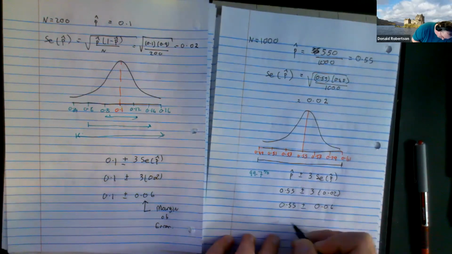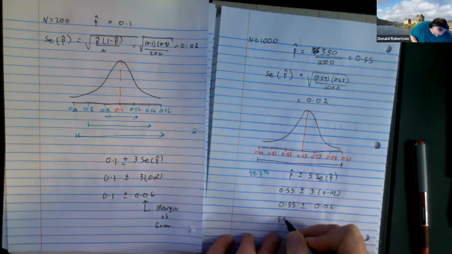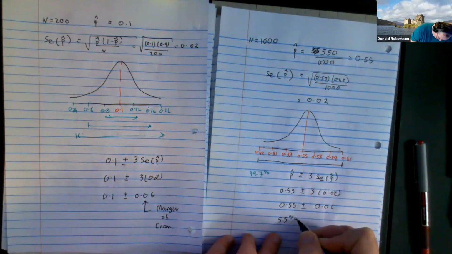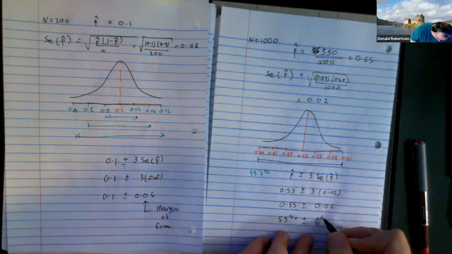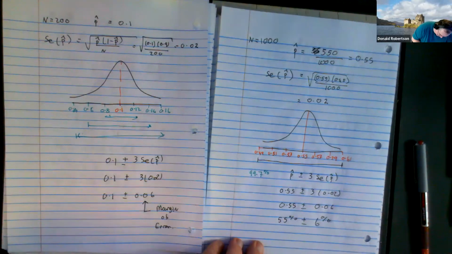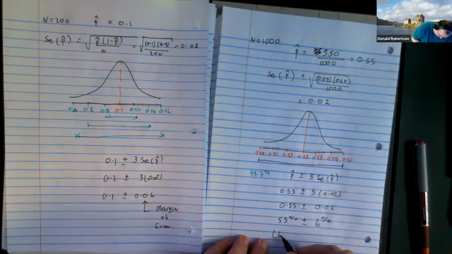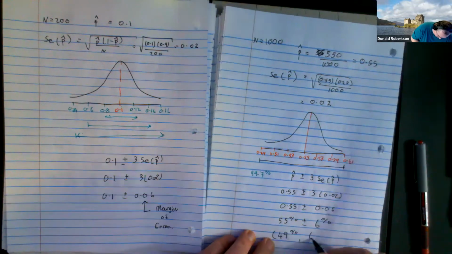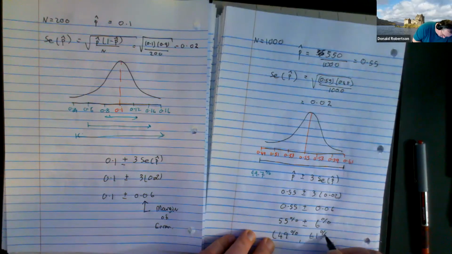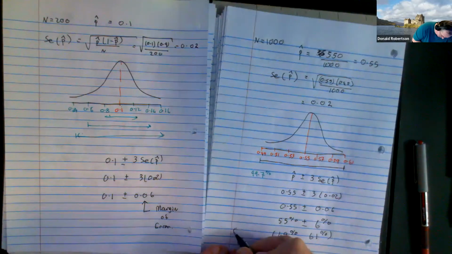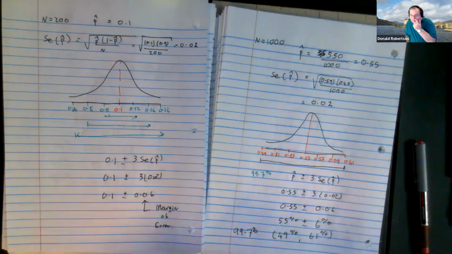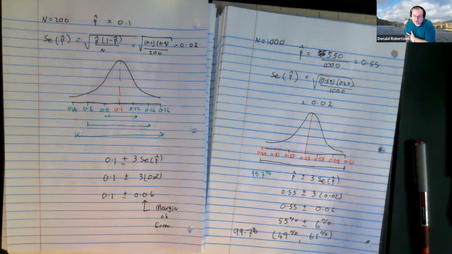And I'm going to turn this into percentages. So 55% were going to vote Royalist, and the margin of error was 6%. That ends up being 49% all the way up to 61%. So we are 99.7% confident that if everybody had been asked in Bremerton, are you going to vote for the Royalist Party, it would be somewhere in the range 49 to 61%.